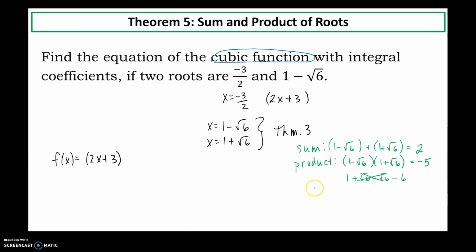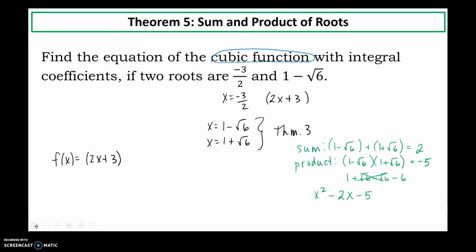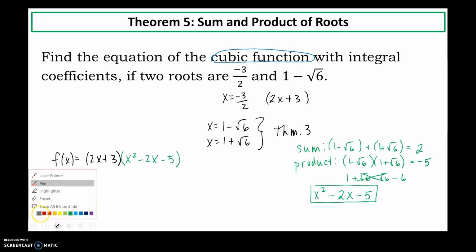So from these two pieces of information, I can write a quadratic. x squared minus the sum of my roots times x plus the product of my roots. Okay, so I'm going to take that quadratic, and I'm going to multiply the other rational root that was given to me. And we do want these in standard form. So now I'm going to FOIL this out.